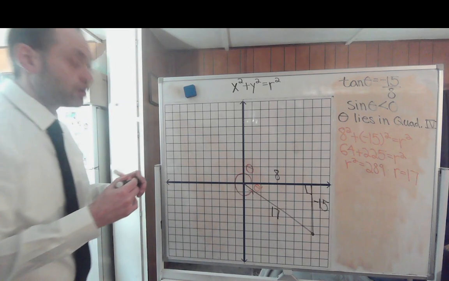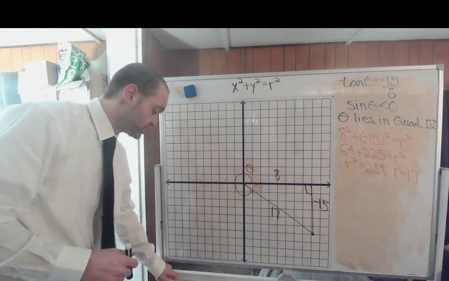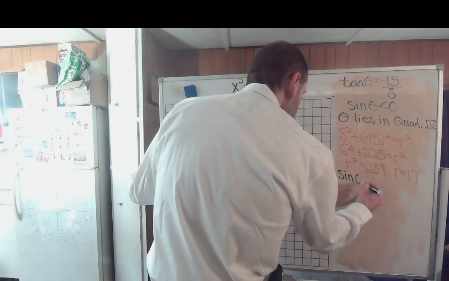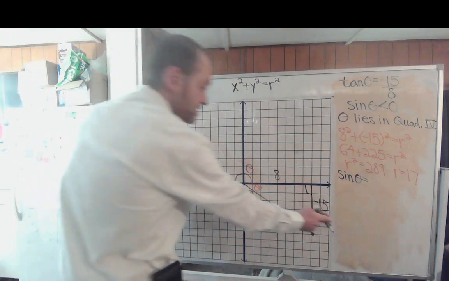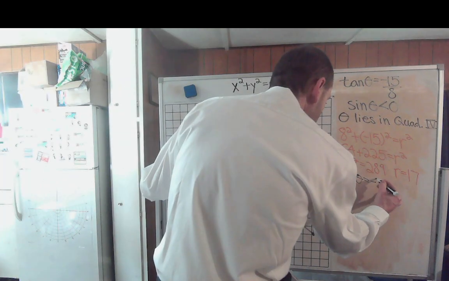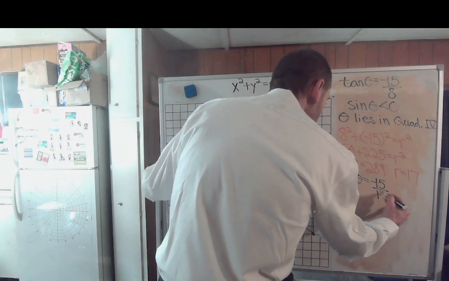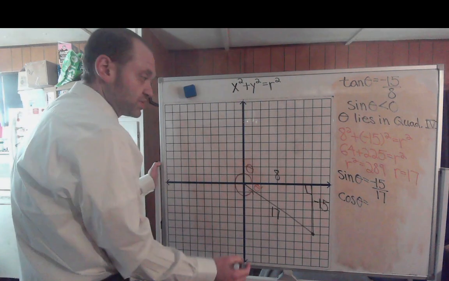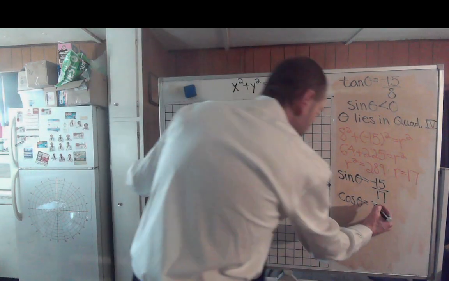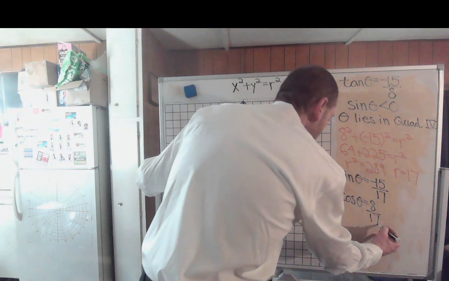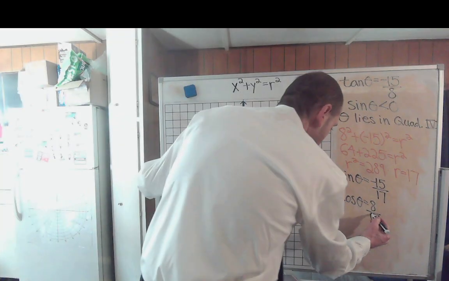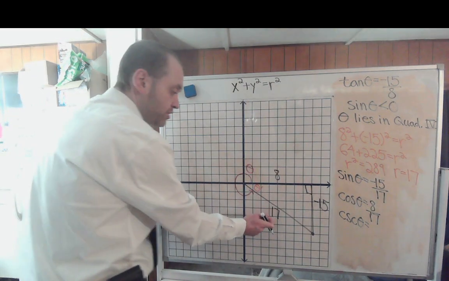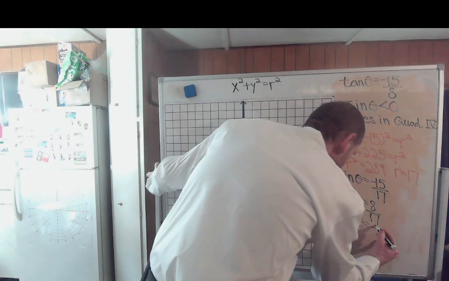Now we can find all other trig values. Let's find the sine of theta. Sine of theta equals the opposite over the hypotenuse, so that would be negative 15/17. The cosine of theta equals the adjacent over hypotenuse, so that'd be positive 8/17. We already know the tangent, so let's go for the cosecant next. The cosecant of theta equals your hypotenuse over the opposite, so that'd be negative 17/15.